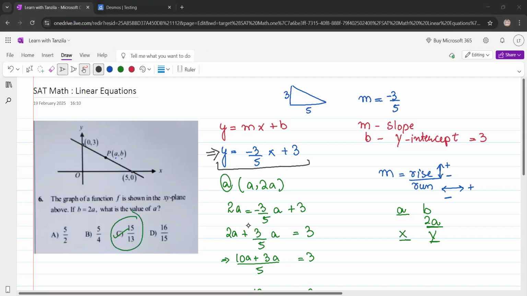It's all about optimizing the time. Most of the time Desmos won't just save you time by doing calculations. Even if you get the equation this way, once you get this equation here, you can plug this into Desmos. Just write X instead of A, and you are done.